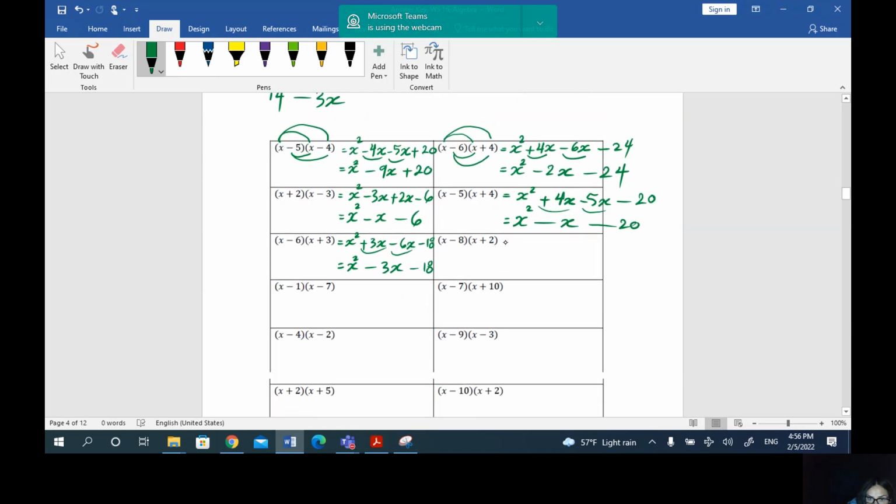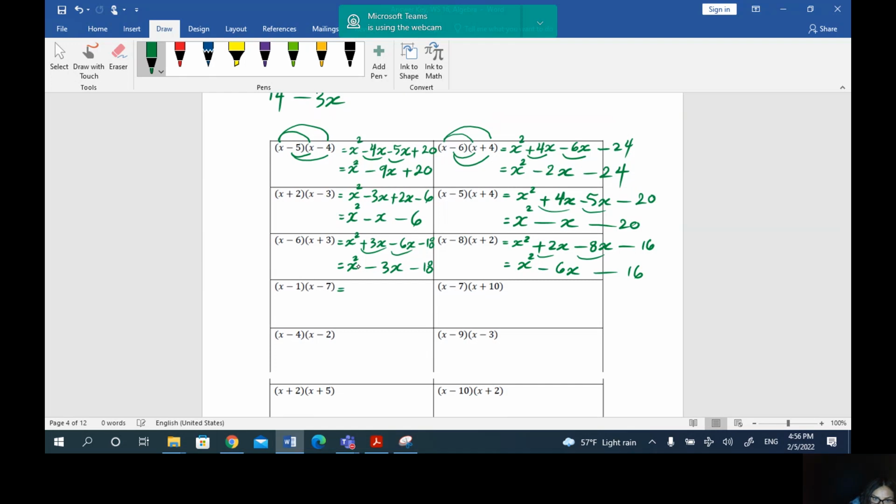Let's do the exact same thing here. X times x, x squared. X times 2, plus 2x. Minus 8 times x, minus 8x. Minus 8 times positive 2, minus 16. X squared, plus 2 minus 8x is minus 6x. They are like terms, minus 16.